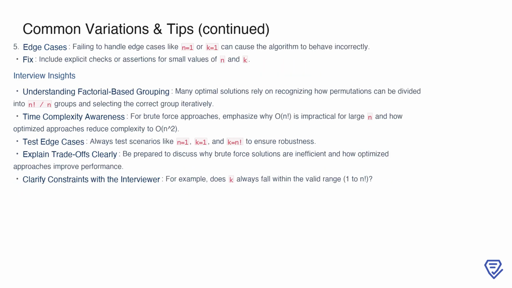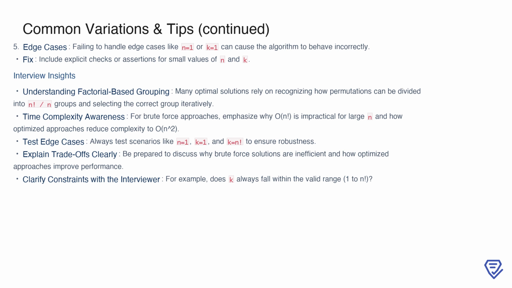Handling edge cases is another critical aspect of solving this problem effectively. For instance, values like n equals 1 or k equals 1 are simple but can easily be overlooked, causing the algorithm to fail. Explicit checks or assertions for these scenarios can help ensure your solution is robust.